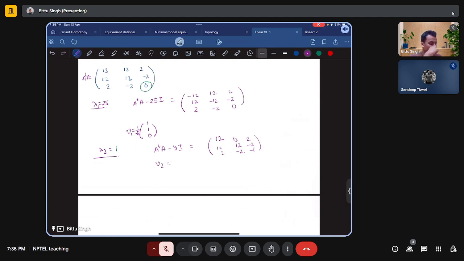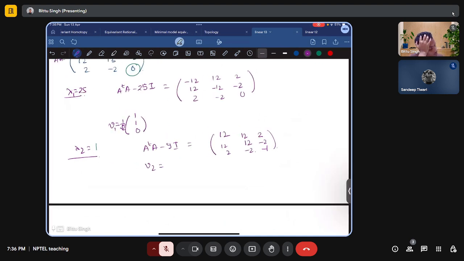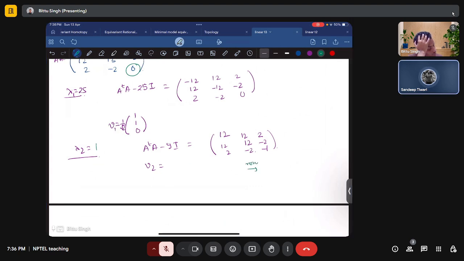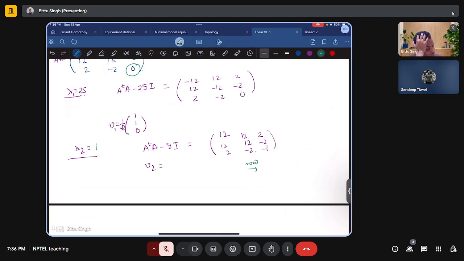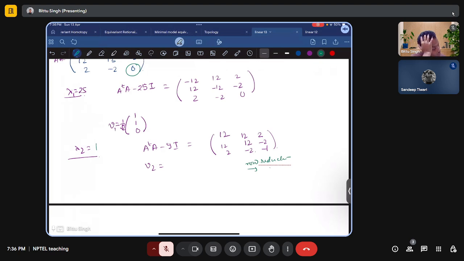So what will be V2? Can you find V2? Now maybe it is easier. So let us solve this. Okay, row reduction. So you are taking 1 as the eigenvalue. Yes, 1 is an eigenvalue, lambda 2 is 1. Oh, D is not given. Row reduction will give me 12, 12, 2, 0, 0, minus 4, and then 2, minus 12, 12, 2, minus 2, minus 1.